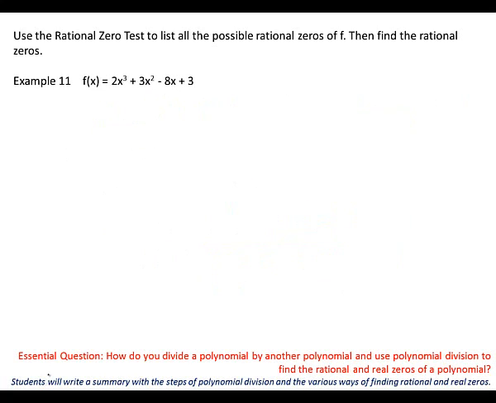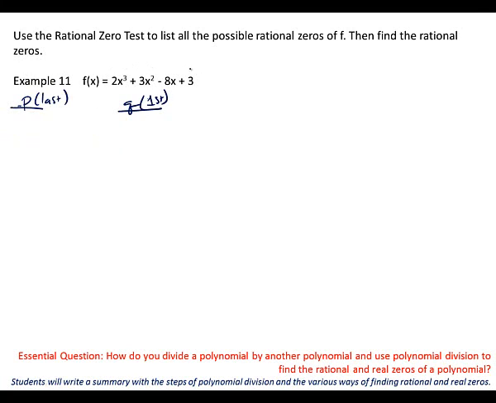We're supposed to use the rational zero test to list all the possibles and then find the rational zeros. I'm not looking for imaginaries, I'm just looking for the rationals. So I'm going to do p divided by q again. I'm going to write my factors of p, notice I'm writing smaller, and my factors of q. Again, p is the last term, and q is the first term.